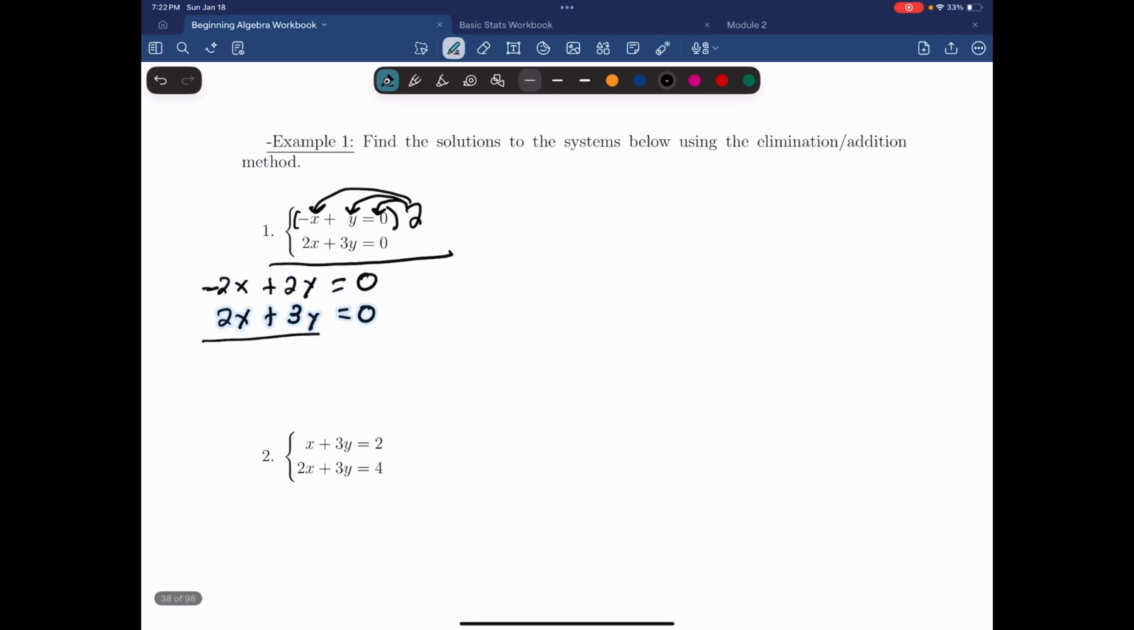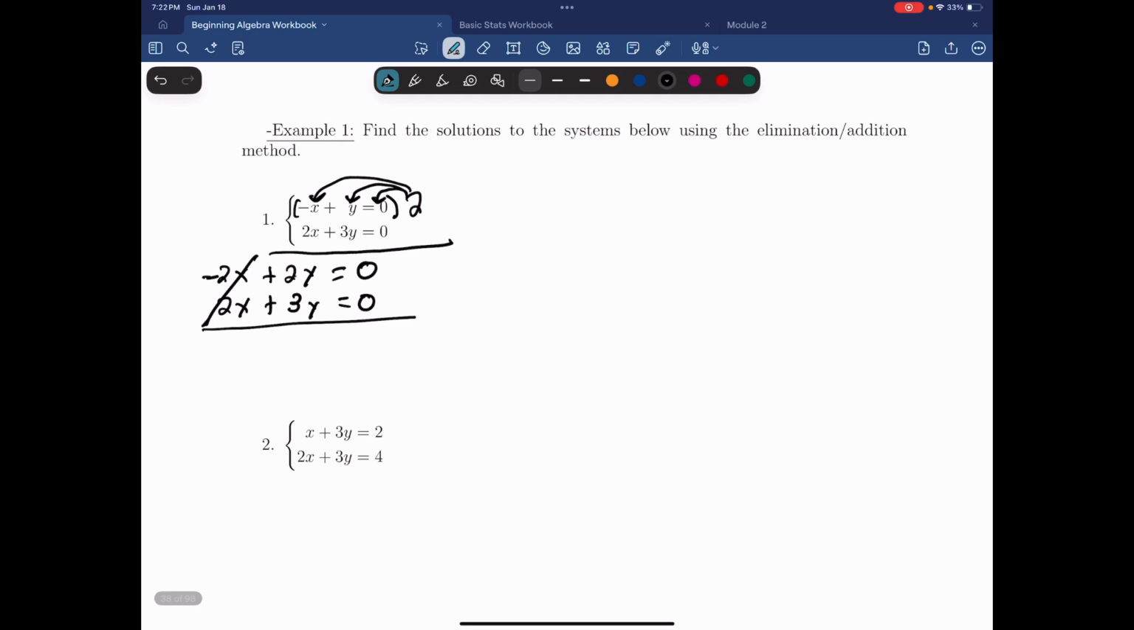Now when I combine our like terms, negative 2x and positive 2x cancel. And then here we have our y terms. So I'm going to do 2 plus 3, which is 5, and I'm going to bring along that y. 0 plus 0 is just 0. Now, I'm going to solve for y. To solve for y, we simply divide by 5 on both sides. And we get y equals 0 divided by 5, which is just 0.